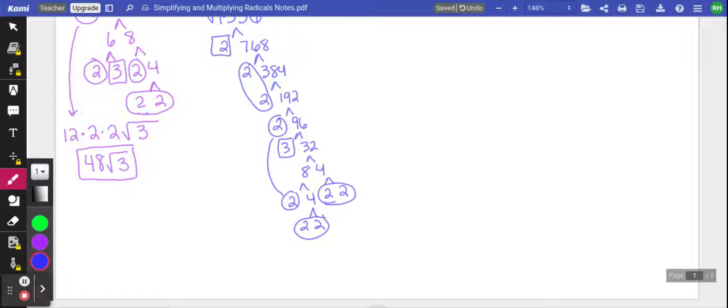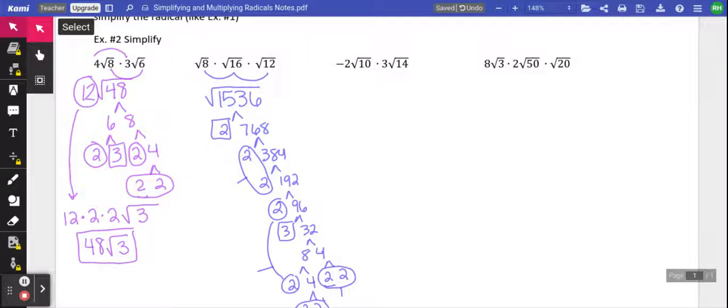Okay, nothing on the outside, so I'm just going to start with my pairs. I've got 1, 2, 3, 4 pairs of 2s. So 2 times 2 times 2 times 2, and my leftover is 3 times 2. So outside, 2 to the 4th is 16. Underneath, 3 times 2 is 6. And there's my answer.